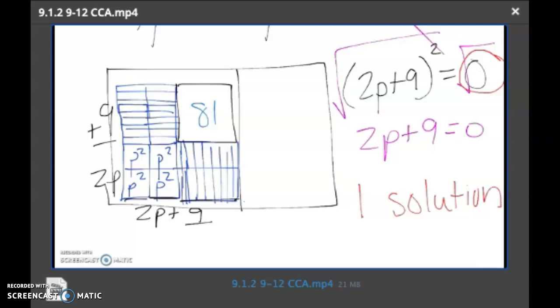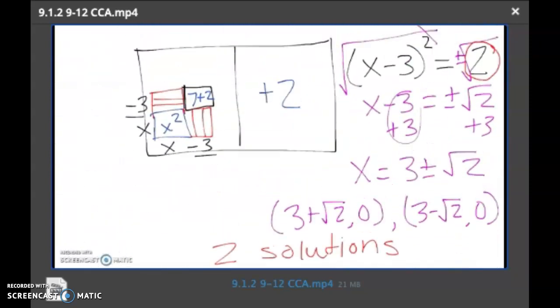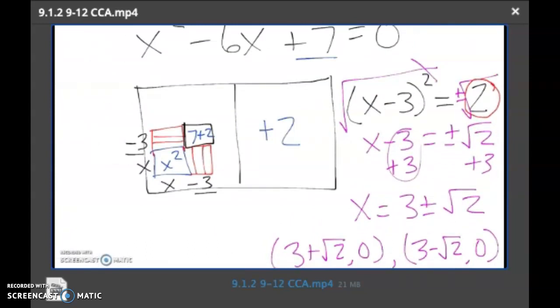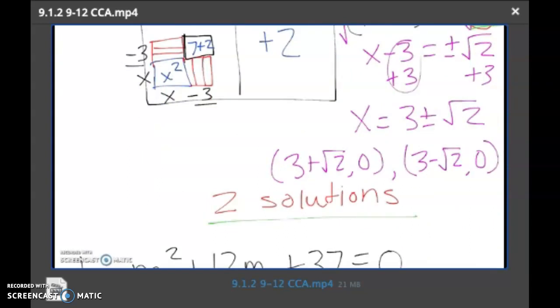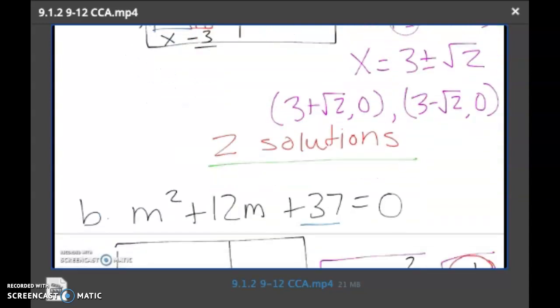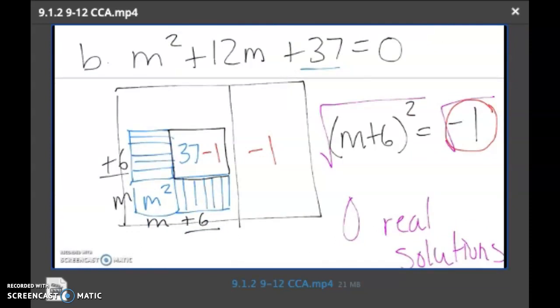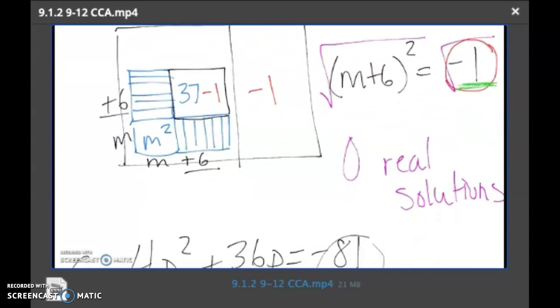Okay, so just to review how to quickly determine the number of solutions when we get this into perfect square form: if the number on the right is equal to a positive number, we are going to have two solutions, meaning our parabola is going to cross through the x-axis twice. If the number on the right is equal to a negative number, that means we are going to have zero real solutions. So our parabola will not cross the x-axis at all. So it'll either be opening up above the x-axis, or opening down below the x-axis.